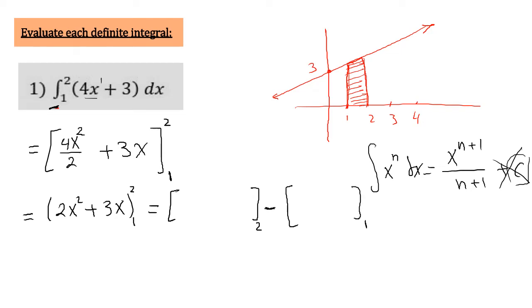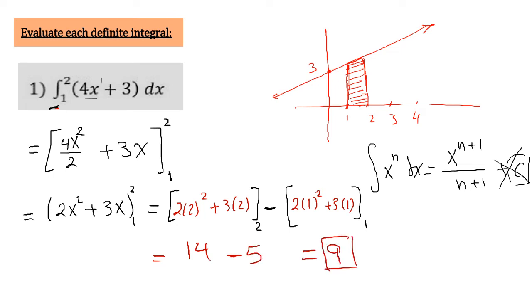So it's 2 multiplied by 2 squared plus 3 multiplied by 2, minus 2 multiplied by 1 squared plus 3 multiplied by 1. So 2 power 2 is 4, 4 times 2 is 8, 8 plus 6 is 14, minus 2 plus 3 is 5, so the area is 9 below the curve from 1 to 2, or the definite integral from 1 to 2 for 4x plus 3 is equal to 9.